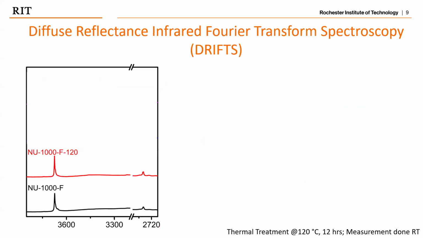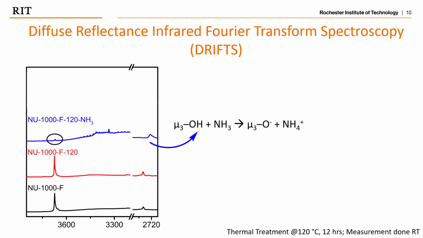Here we also go further. We did some in situ DRIFTS study. After we got the MOF, we introduced nitrogen, then we introduced ammonia. We can see the OH stretching at 3650 disappears, which indicates some chemical interaction happens. If it were physisorption, it would not disappear, it would just shift. So I think the OH is interacting with the ammonia to form NH4+.